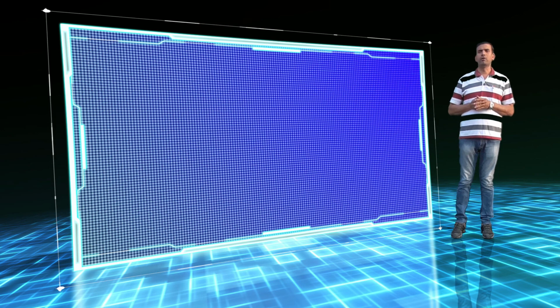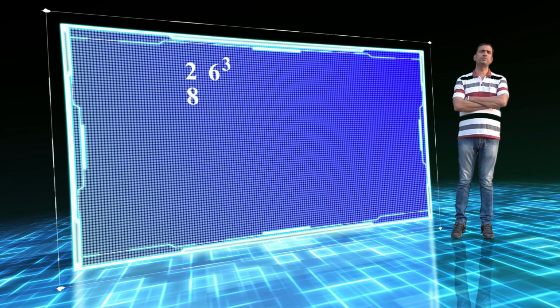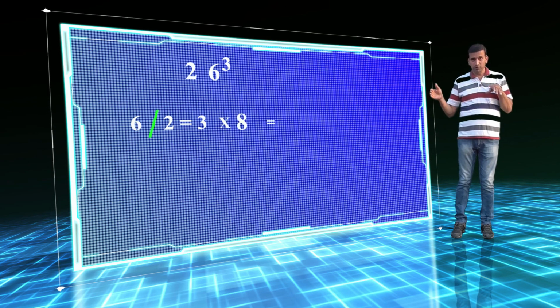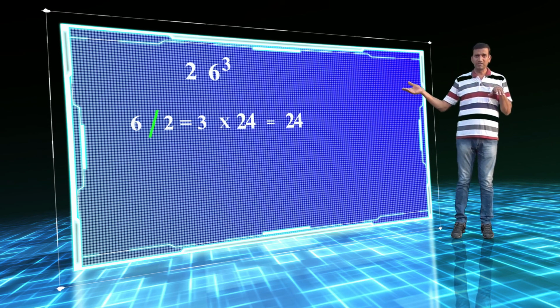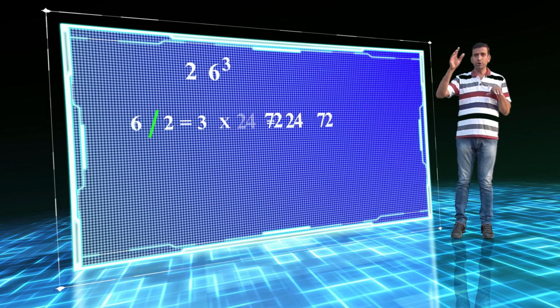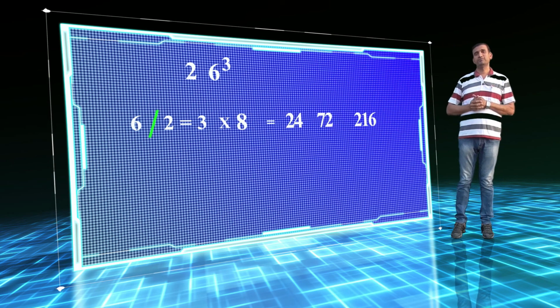Okay. Now I'll give you another example. Let us suppose 26. 26 cubed is. Here the unit digit is 6, the 10th digit is 2. Take the cube of 2, that equals 8. Now find out the ratio. 6 divided by 2, that equals 3. Now this 8 times 3, 24. Now 24 times 3, 72. Again 72 times 3, 216. So the middle 2 numbers are 24 and 72.